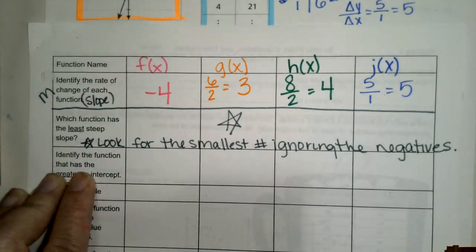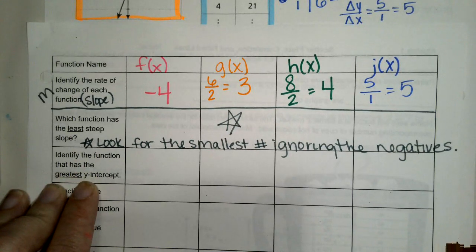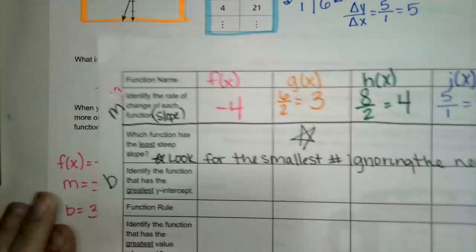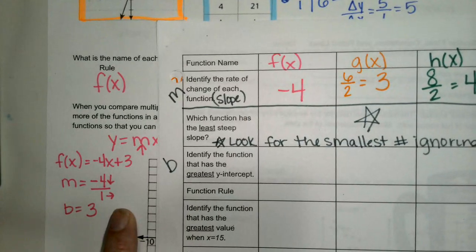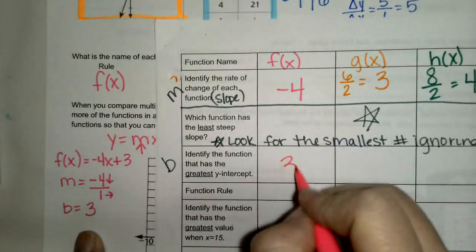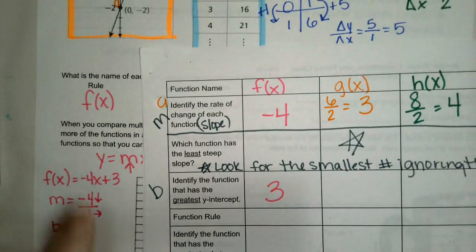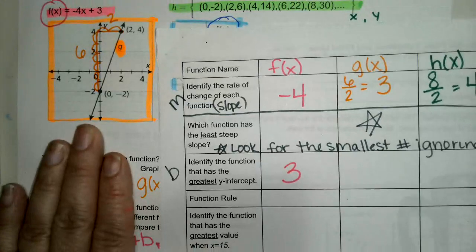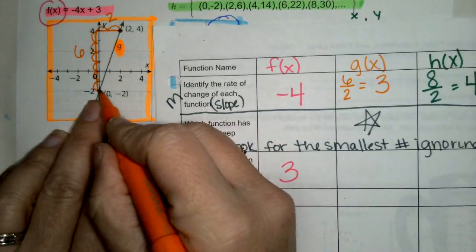The next question, it says identify the function that has the greatest y-intercept. Remember, the y-intercept is our b value. And our b value on function f we've already identified as 3. So on the g function, the graph, it's crossing the y-intercept at -2.